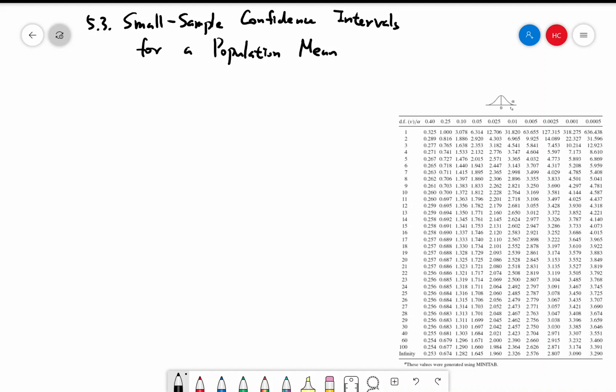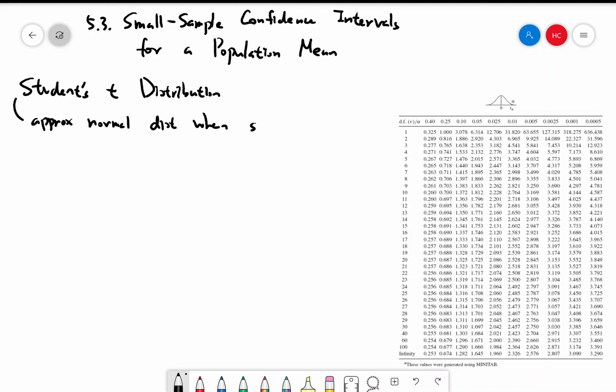So this is on section 5.3, which is on small sample confidence intervals for a population mean. Before we start talking about confidence intervals, let's first talk about Student's t-distribution. The point of Student's t-distribution is to approximate the normal distribution when the sample size is small. Small means less than 30, according to the central limit theorem.